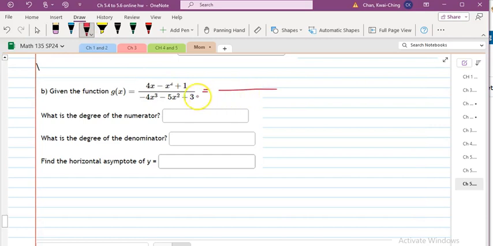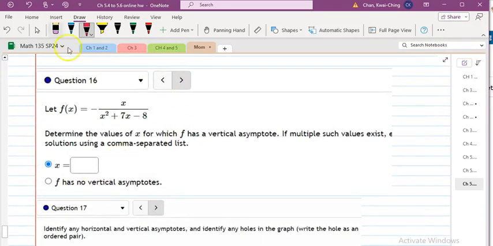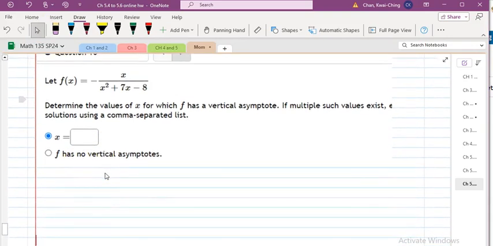Can I factor this? This is hard to factor. How do I factor 4x cubed minus 5x squared plus 3? Oh, no. Okay, so not this one. It's 16. I'm doing 13. Vertical asymptote is not possible for that one because it's hard to factor.